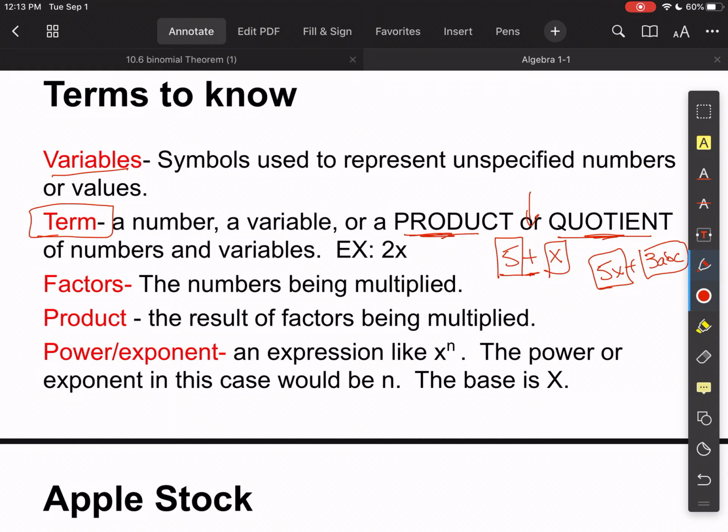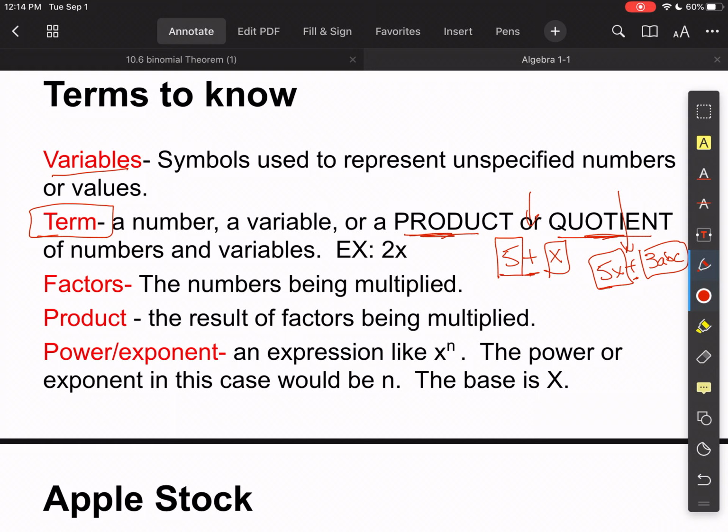It's a product of 3a, b, and c, separated by a plus sign. So terms are often separated by a plus and minus sign. If we have like terms, we can combine those and create fewer terms, but we'll get into more of that later. Factors are the numbers being multiplied in a problem.